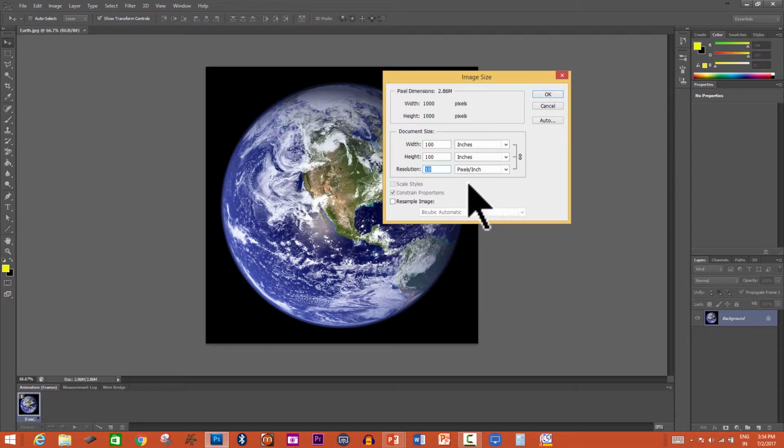Now this image has a file size of 2.86 megabytes. Its width is 1000 pixels and its height is 1000 pixels. In inches it is 100 by 100 because the resolution is 10 pixels per inch. Now remember, my resampling image is off. So what would happen if I increase this?